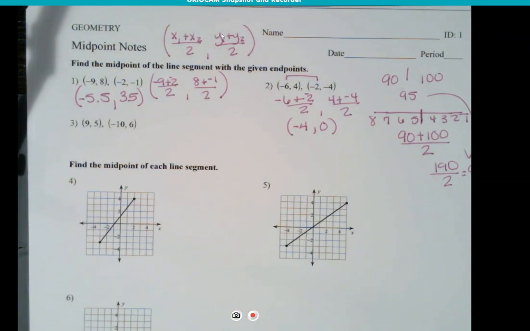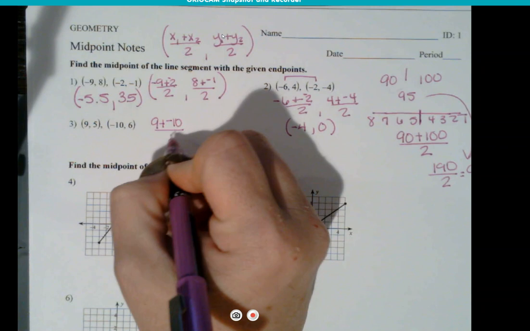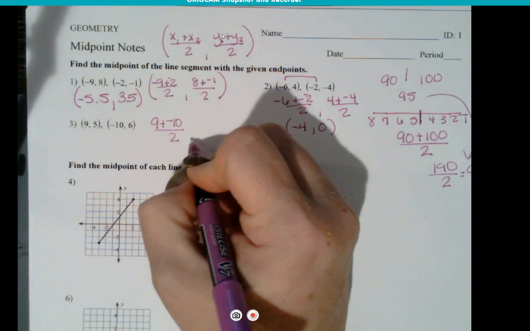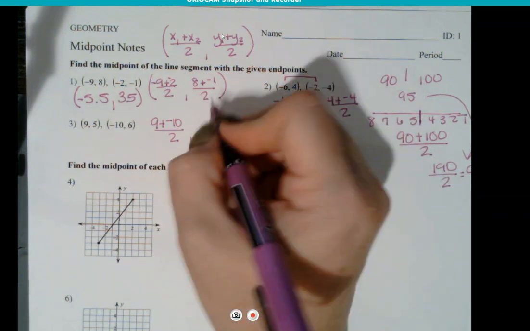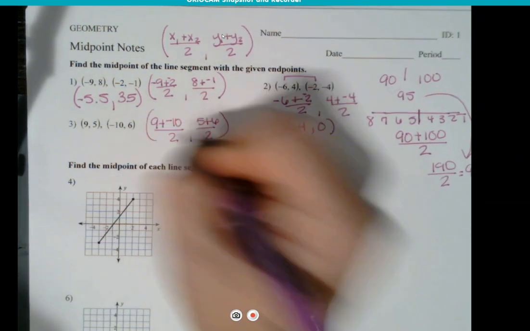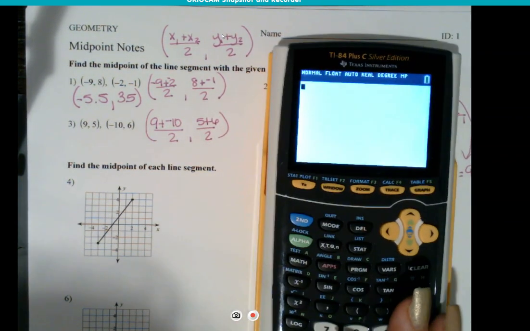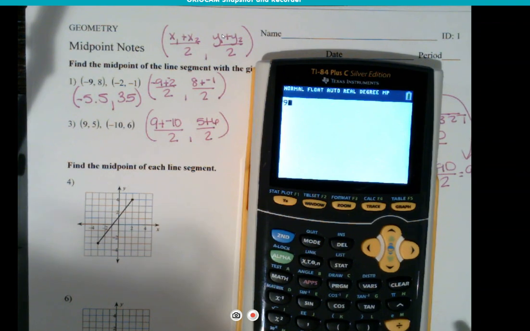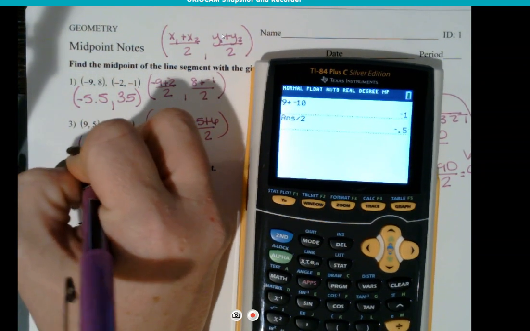So then the last one is going to be 9 plus -10 divided by 2, and it's always divided by 2 because we have 2 numbers. So when you average, you divide by how many there are. And then 5 plus 6 divided by 2. And so now I'm going to find the midpoint. All right. So then 9 plus -10 divided by 2 is going to be -0.5.